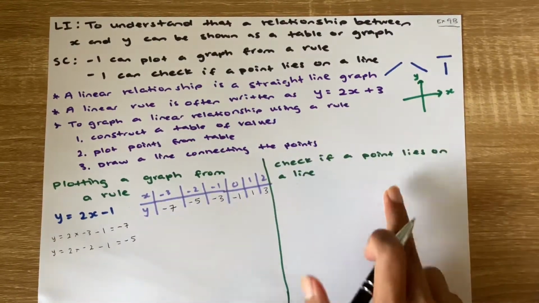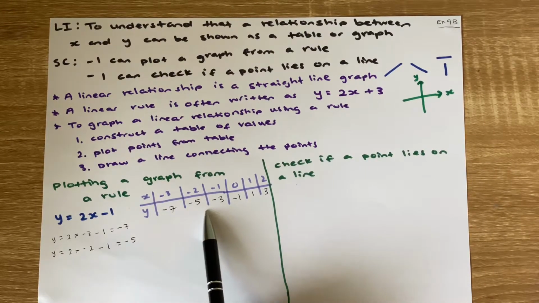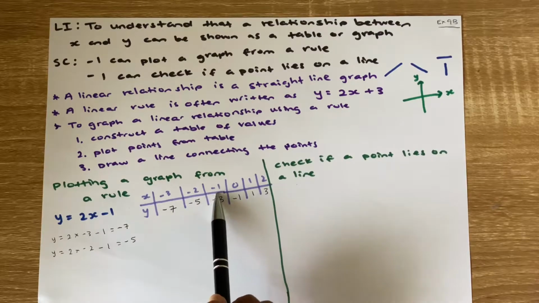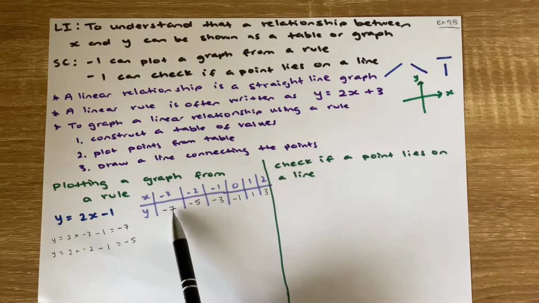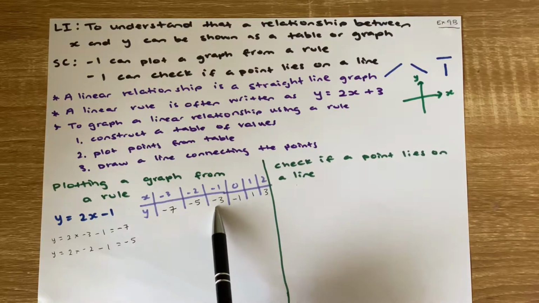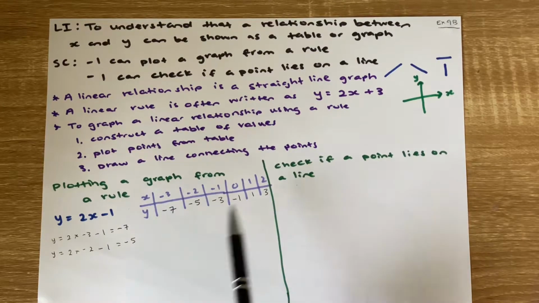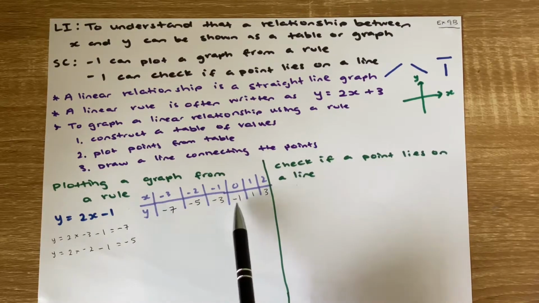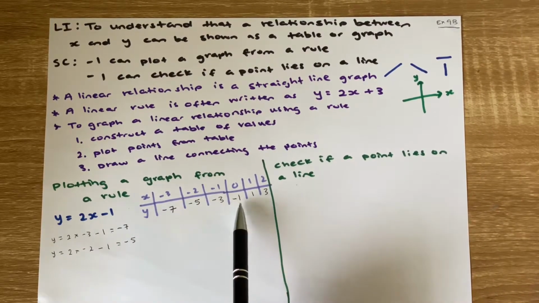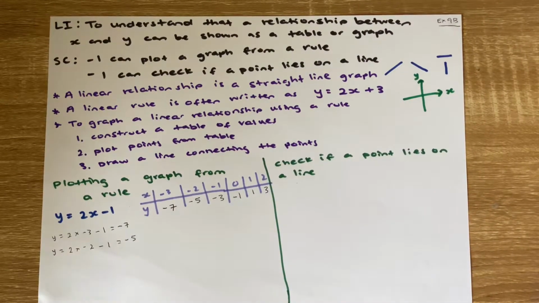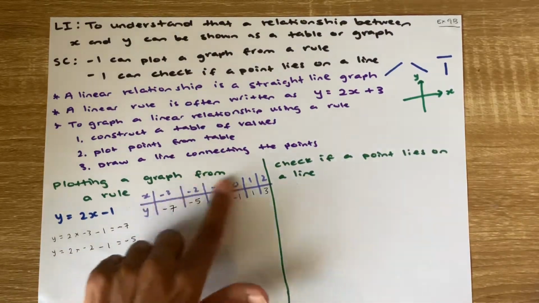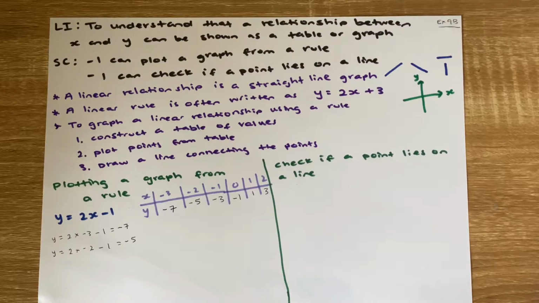I can keep going, but I can already see a pattern, okay? As my x values increase by 1 each time, my y values are increasing by 2 each time. We're going from -7, -5, -3, -1, 1, 3. There is a difference of 2 between each of these. So there is a pattern. And when there's a consistent pattern, that's when we know that we're working with a linear relationship.